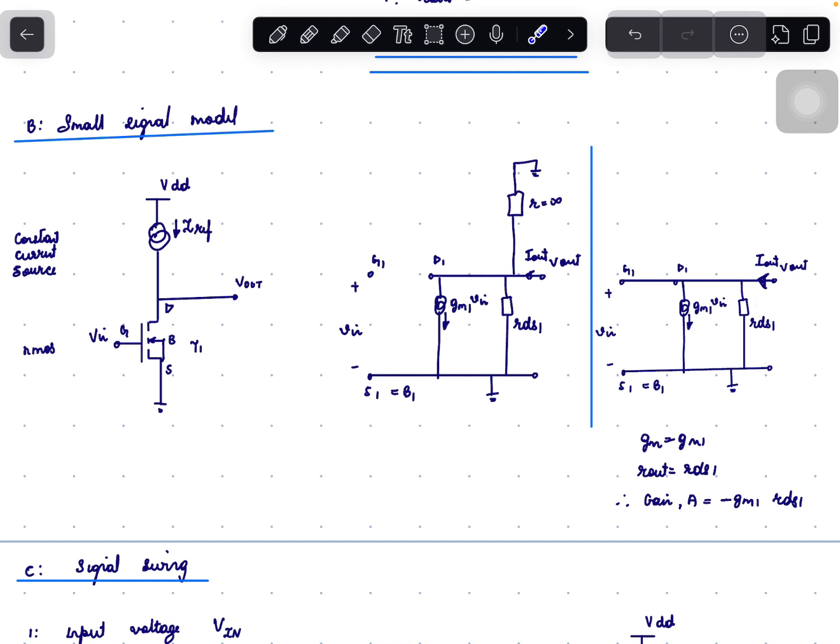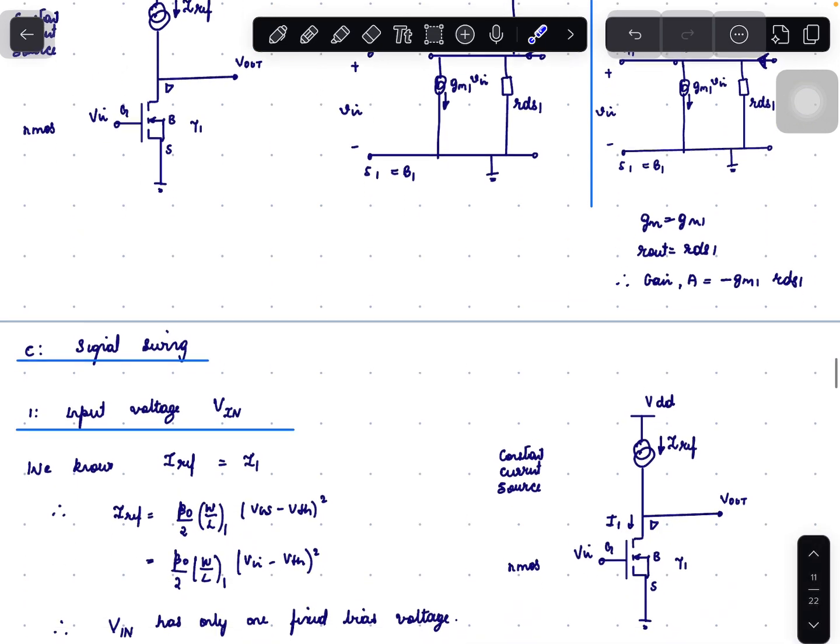Find Gm. Gm can be found by shorting the output voltage. So short Vout to ground, which results in Iout equal to Gm1 times Vin. So Gm will be Gm1. And then find Rout by shorting Vin. When you short Vin, the voltage controlled current source will be open, which will result in RDS1. So Rout will be equal to RDS1. So the gain of this circuit equals minus Gm1 times RDS1.